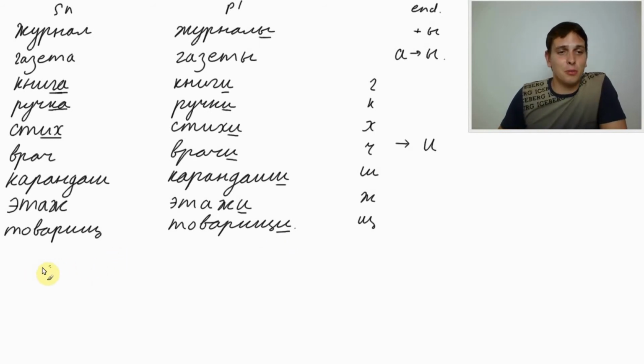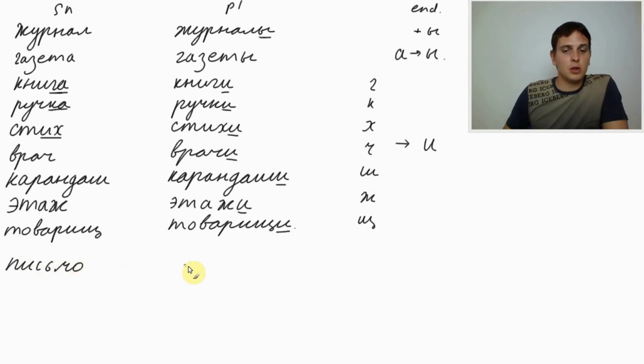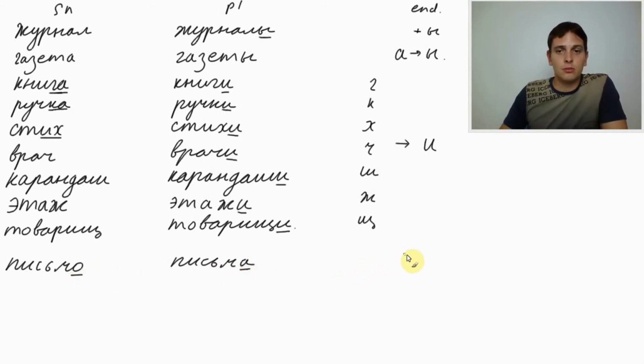Let's continue with the plural of nouns. The last 3 examples will be письмо. Письмо is letter. And the plural of письмо would be письма. Can you see О become А? And this is also a rule. We change О to А.